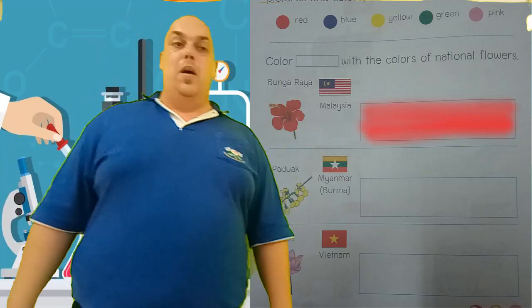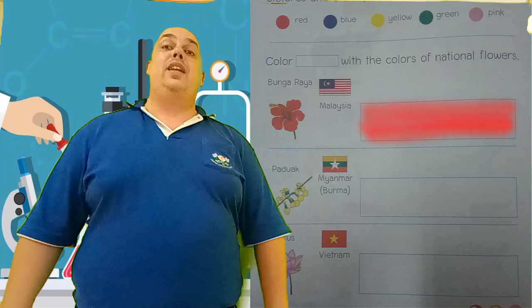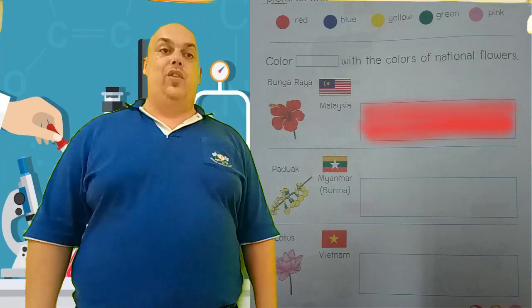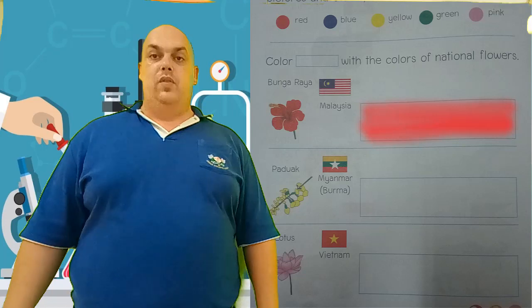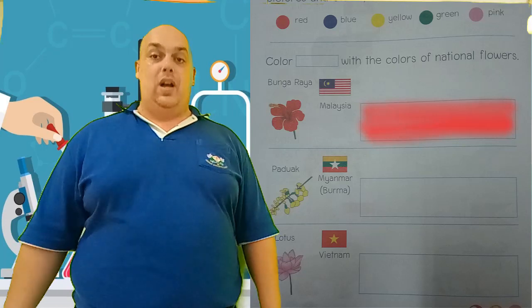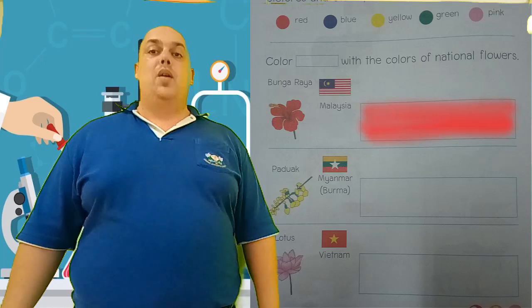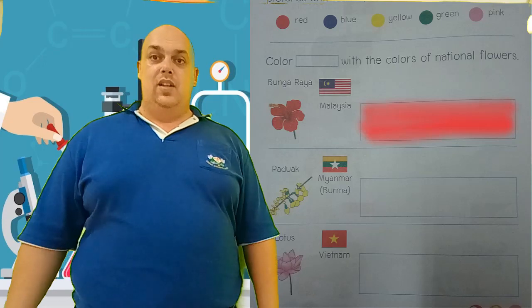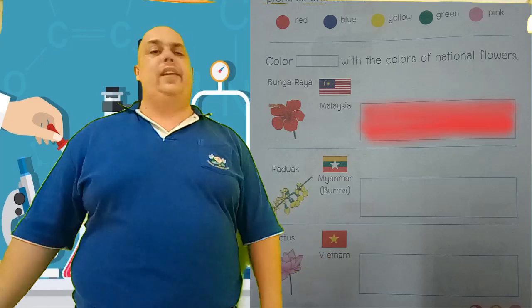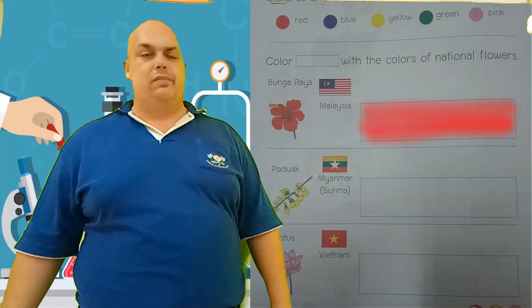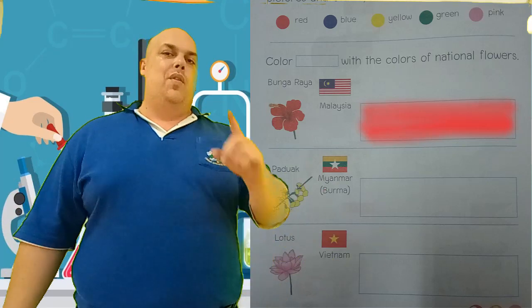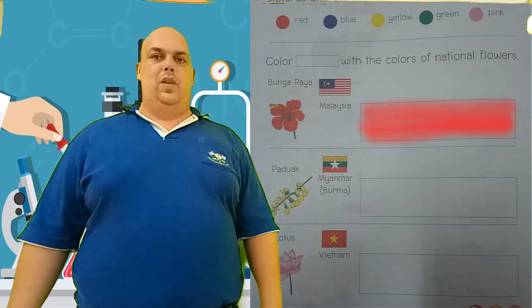Okay, next we're going to have a look at Myanmar. Yes, Myanmar. And in Myanmar, the national flower is the paduak. Repeat after me. Paduak. And again, I hope I pronounced that correctly. I'm not from Malaysia, so I don't know how to pronounce this flower.